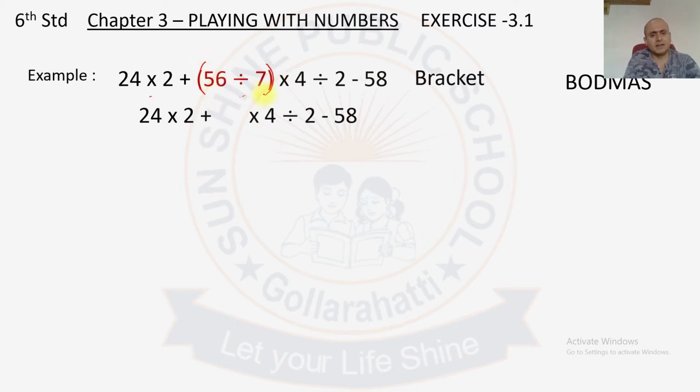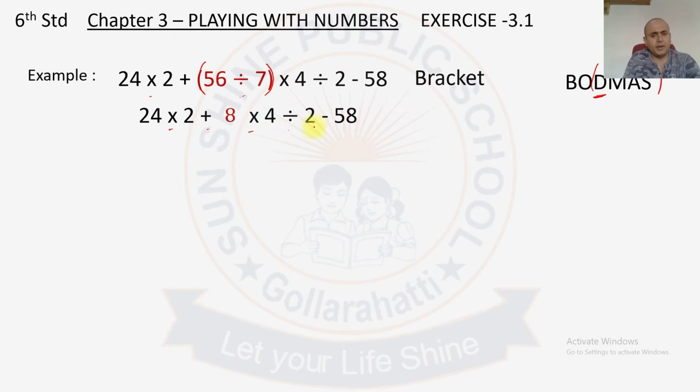That is 56 divided by 7. When we solve, we get the answer: 56 divided by 7 is 8. That is, 8 sevens are 56. So you got 8. Except for the 8, the rest you write the same way. Next you have multiplication, addition and multiplication, division, subtraction. So you have all four operations. Here, among all four operations, we have to first divide. So there is D, division. You have to first divide.